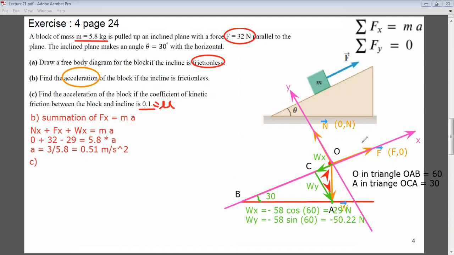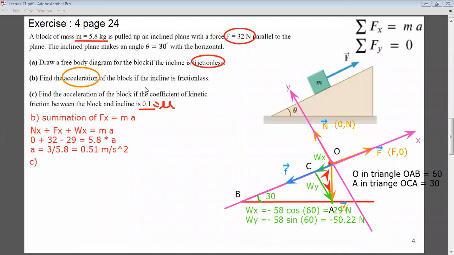I already drew force F, force N, force W. Now I have to add a new force. And in which direction will the new force be? If the object is moving upward, the friction will be in the opposite direction. I'll draw it in blue just to show that now we have an additional force. It's in the opposite direction. So now this is the friction force. We designate it by f, and it's a force, so it has a vector sign on top of it.